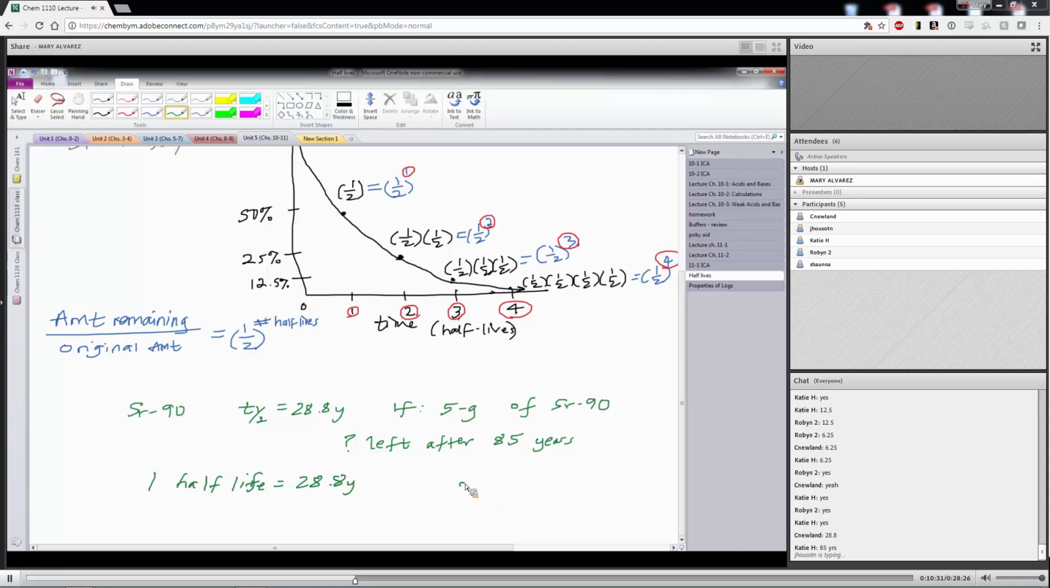85 years. Can I use dimensional analysis to determine how many half-lives have passed? Yes. I need to cancel out years and I need to be left with half-lives. So what do I do?